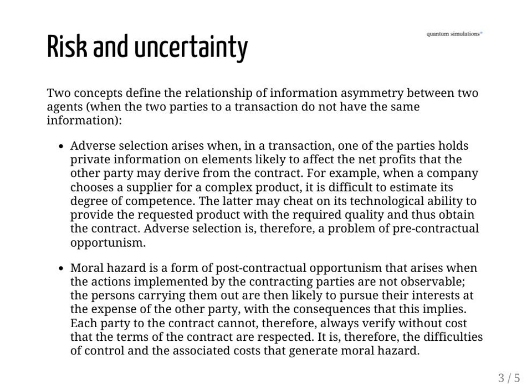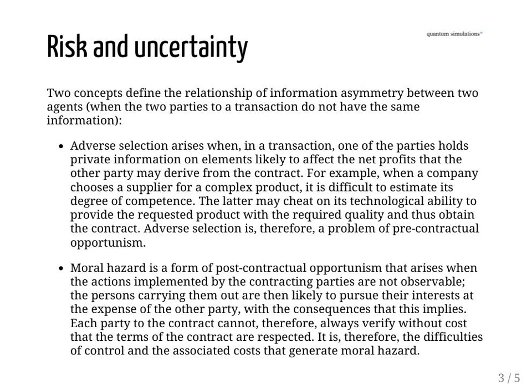When the two parties to a transaction do not have the same information, adverse selection arises when, in a transaction, one of the parties holds private information on elements likely to affect the net profits that the other party may derive from the contract. For example, when a company chooses a supplier for a complex product, it is difficult to estimate its degree of competence. The latter may cheat on its technological ability to provide the requested product with the required quality and thus obtain the contract. Adverse selection is, therefore, a problem of pre-contractual opportunism.